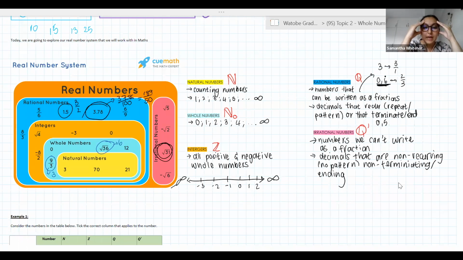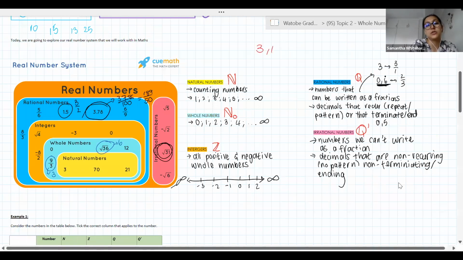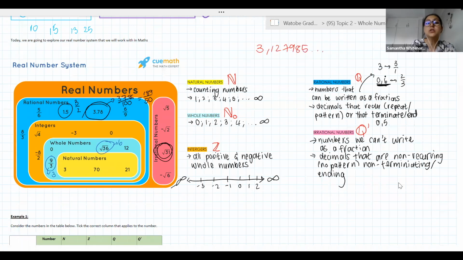If you're unsure, I would put the number into your calculator to see if you get a fraction. Now, if we give you a decimal, I would have to either tell you that it keeps going, and I could do that by, say, giving you a decimal of 3,127,985 and just putting 3 little dots, or I would have to say that it is non-terminating.